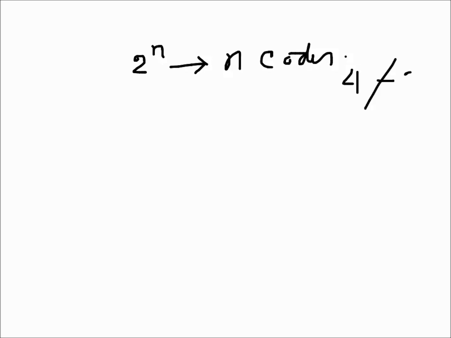A binary encoder encodes 2 to the power n inputs into n codes. So if there are 4 inputs, it will be 2 codes. 8 inputs, it will be 3 outputs, sorry. 16 will be 4, like that.